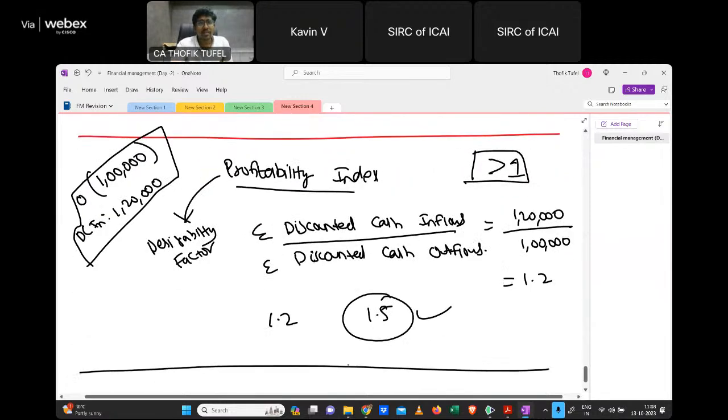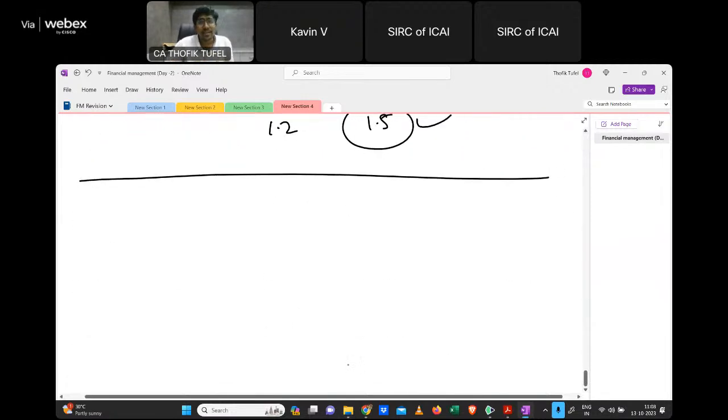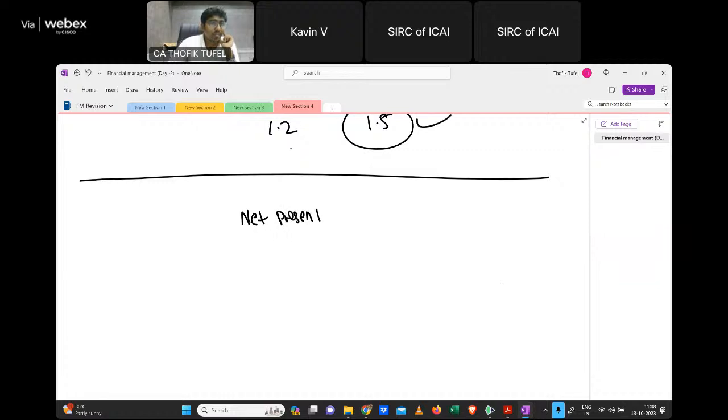Okay, profitability index. Now here is one more connected topic. This also happened in one of the examinations. They asked to find out the net present value index. What many students did, they found out the net present value and completed the answer. But what they asked was net present value index. So net present value index is something similar to profitability index.